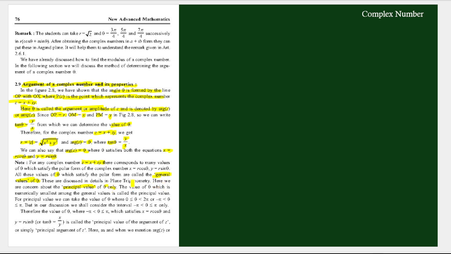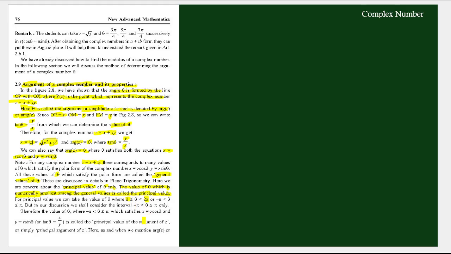So the value of theta which is numerically smallest among the general values is called the principal value. Remember this: the value of theta, the smallest among the general values numerically, is called the principal value. So for principal values, we can take the value of theta between 0 and 2 pi.